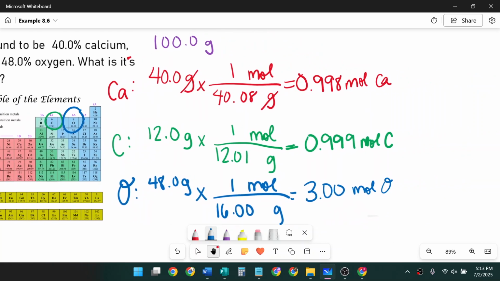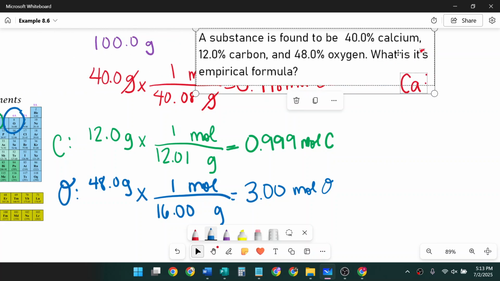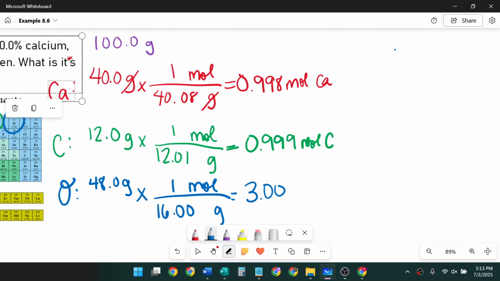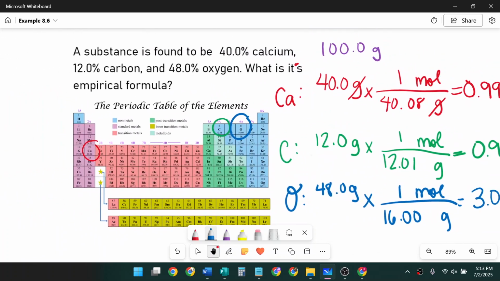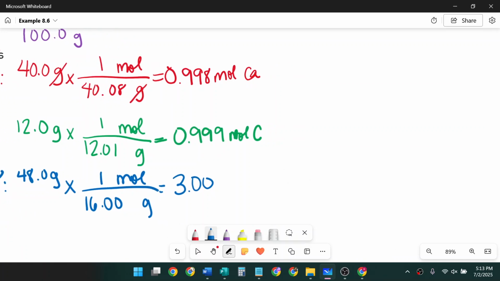All right, so let's slide all this to the side. So we're looking for what, oh, drat, I can't take that with me. All right, let's just slide back. So we're looking for what is its empirical formula. In other words, what ratio do each of these have to the other? So let's pick one of the small ones, particularly the smallest one. We'll pick calcium to be the smallest.